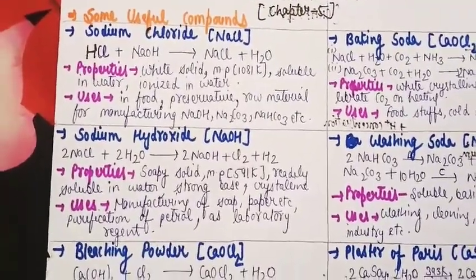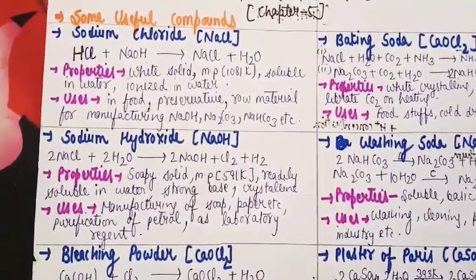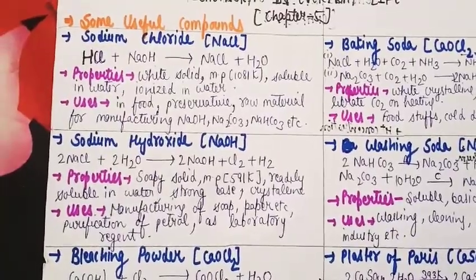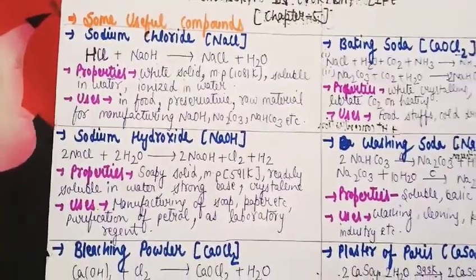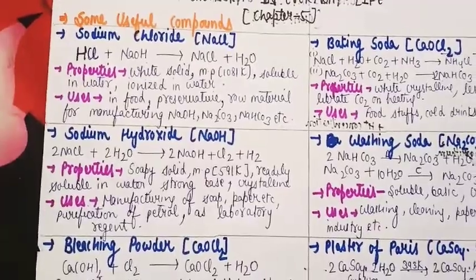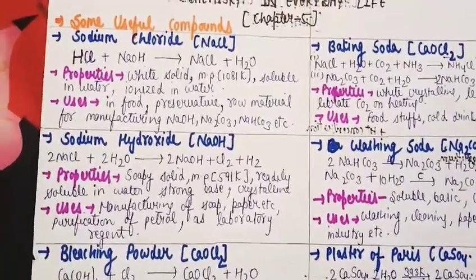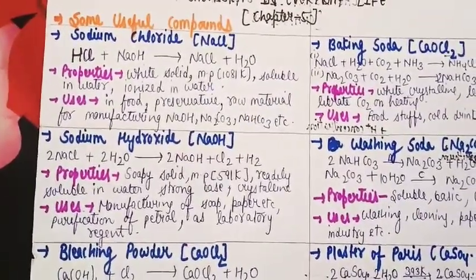And the uses: it is used as common salt in food. It is used for the preservation of food. It is used to form freezing mixtures, and as the raw material for manufacturing NaOH, Na2CO3, NaHCO3, etc. So this is about sodium chloride.